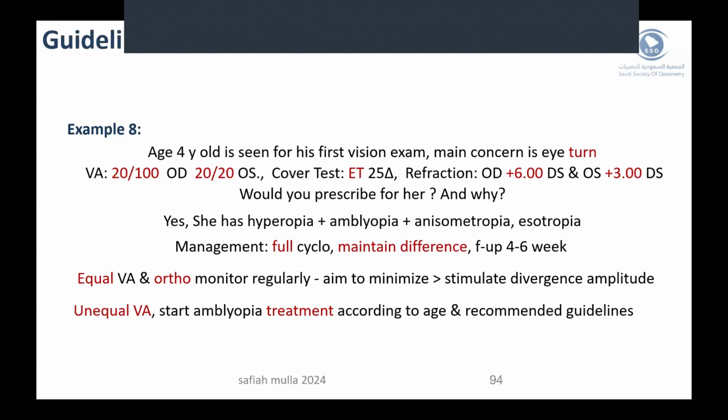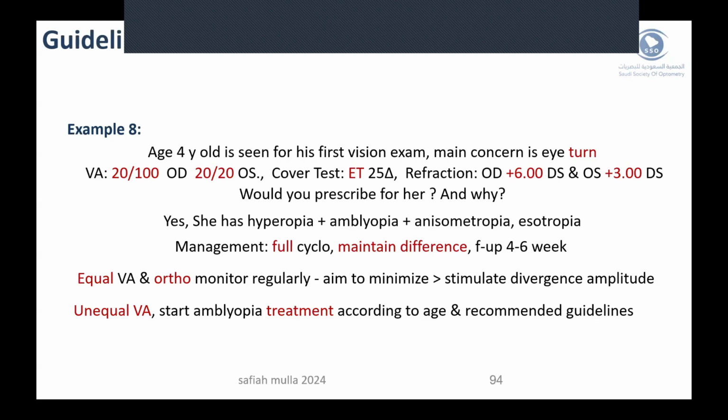Okay. There is one little question here. What is the maximum period for the first visit? 4 to 6 weeks, not more than this. And for me, 4 weeks. But sometimes the parents say, well, we cannot come. I say, okay, let's make it 6 weeks.